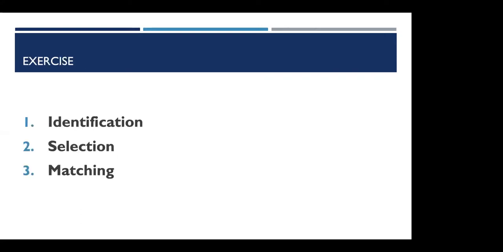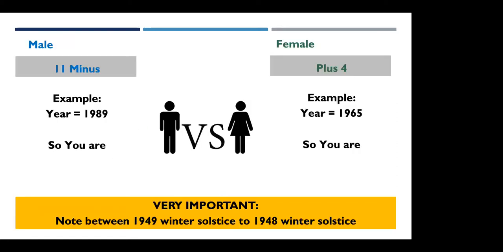Okay, so therefore, for the exercise, we have done identification, we have done selection, we have done matching, and a little homework or little exercise. If this male is born in 1989, what kwa is he? Can I do it now? We did it on day one. Those online, can you remember this? And if it is a lady born in 1965, what kwa is she?